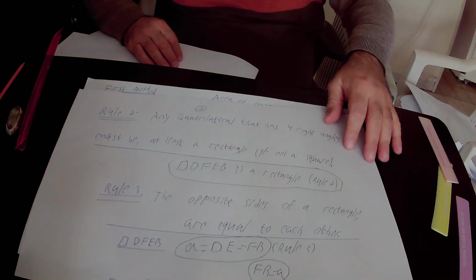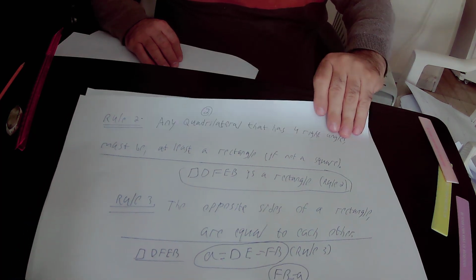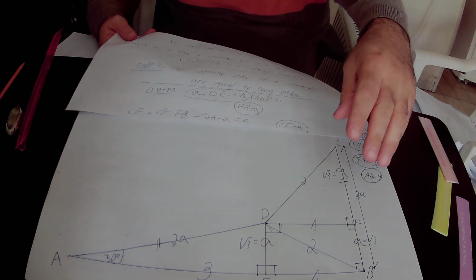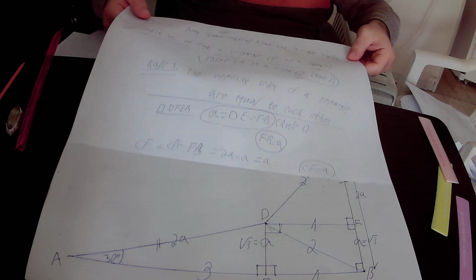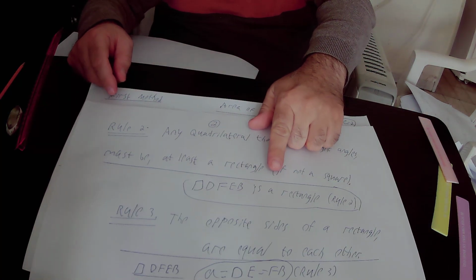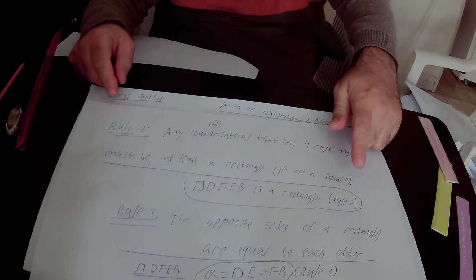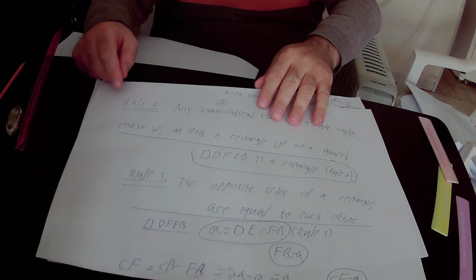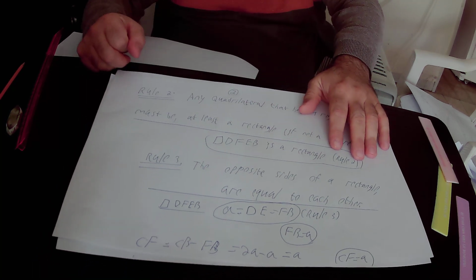And then I presented to you rule number 2. According to rule number 2, any quadrilateral that has 4 right angles must be at least a rectangle if not a square. And because quadrilateral DFEB has 4 right angles, according to rule number 2, quadrilateral DFEB is a rectangle. It is true according to rule number 2. Then I presented to you rule number 3. According to rule number 3, the opposite sides of a rectangle are equal to each other.